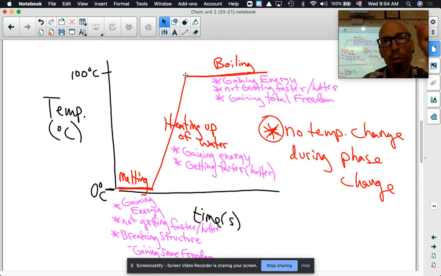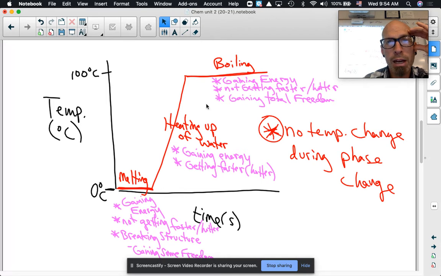Then they reach the boiling point where the water temp cannot go up anymore. Are the particles still gaining energy? Yes, the beaker of water that's boiling now is still on the flame. The particles are still gaining energy. They're not getting faster. They're not getting hotter because the temperature can't go up anymore, because a phase change is occurring. What are the particles gaining with all this energy that they're getting? They're gaining total freedom. Total freedom is being gained.